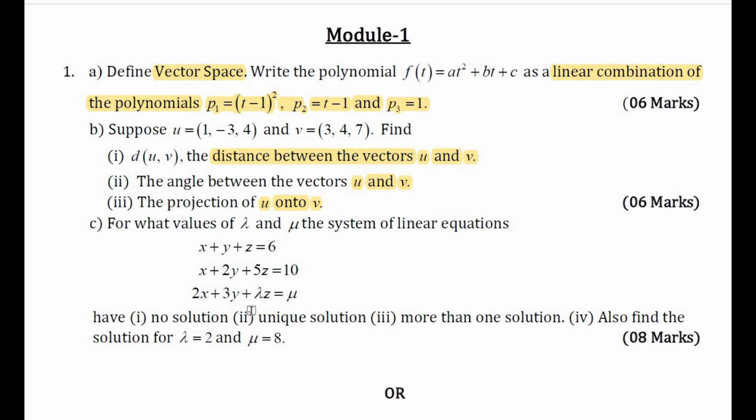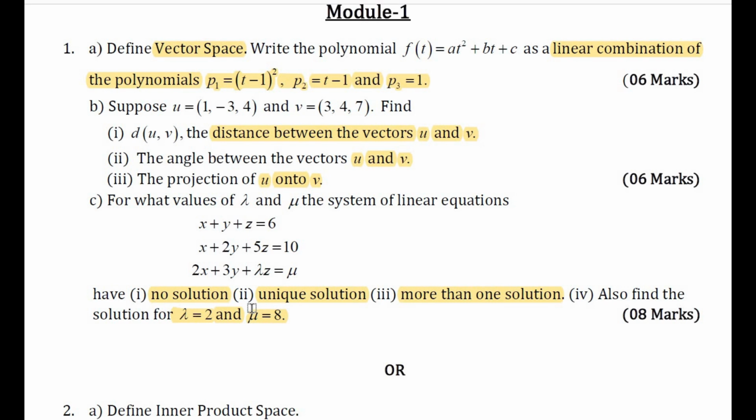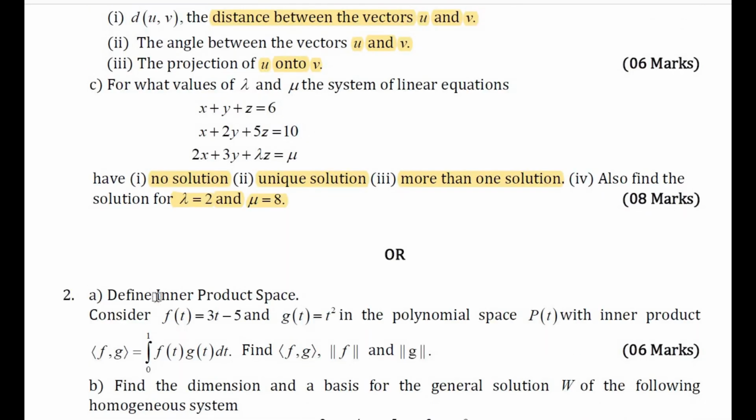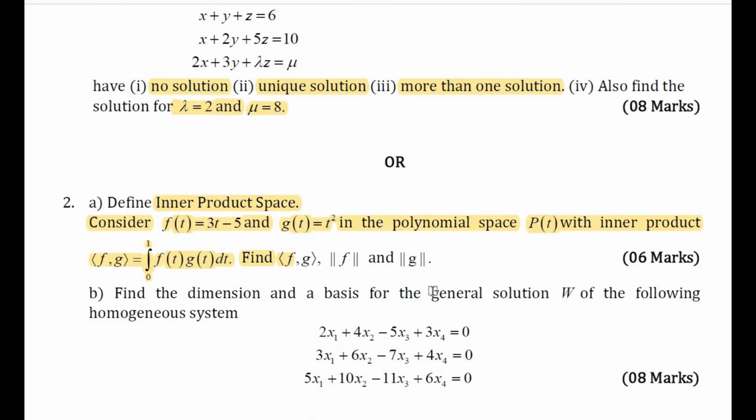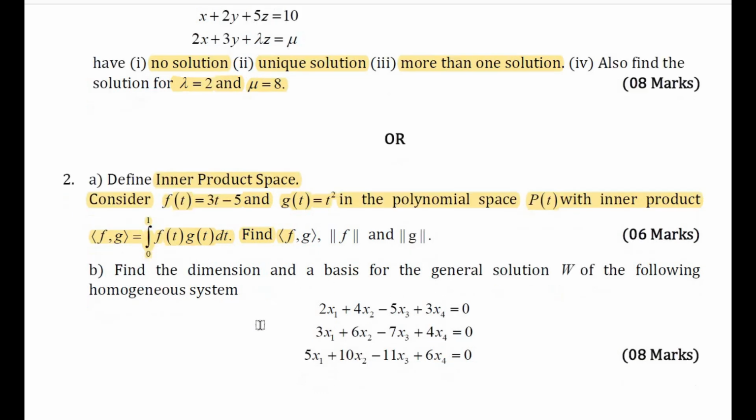Also, we have a problem on consistency, where for the given system of equations you are required to find no solution, unique solution, more than one solution, and also find the solution when lambda equals 2 and mu equals 8. We have an option with this question: define inner product spaces and a problem on inner product spaces. Find the dimension and basis of the general solution W of the following homogeneous system of equations.